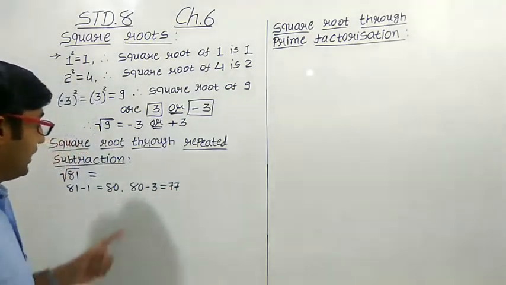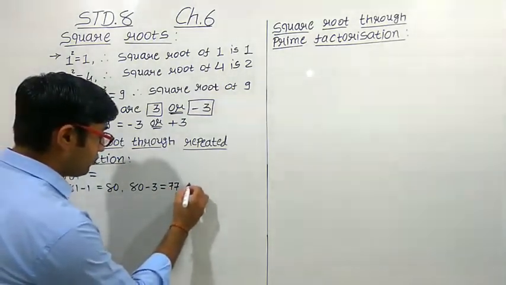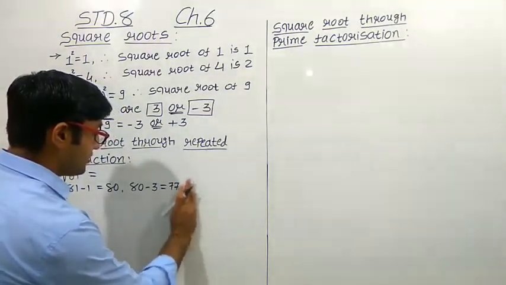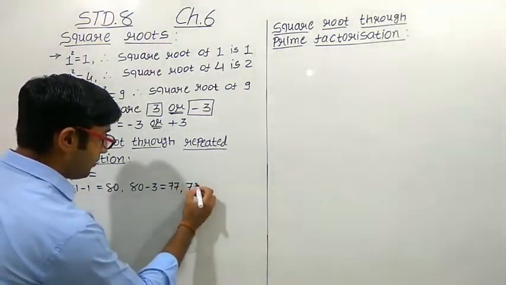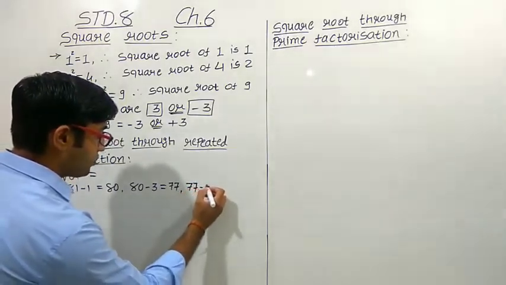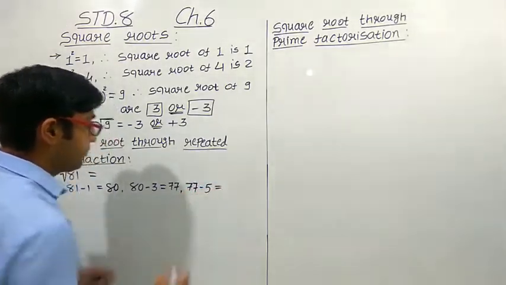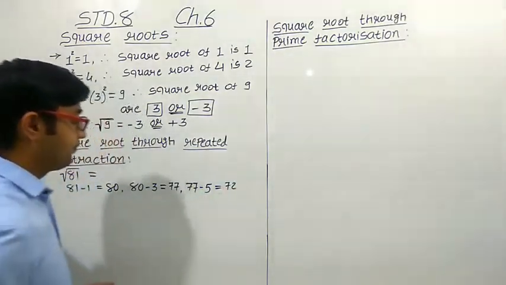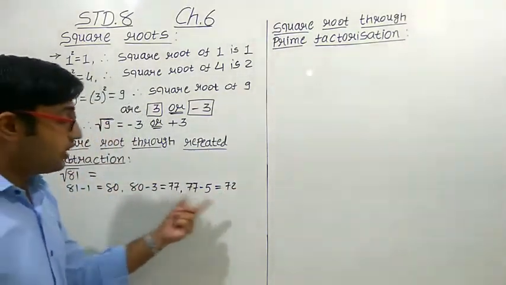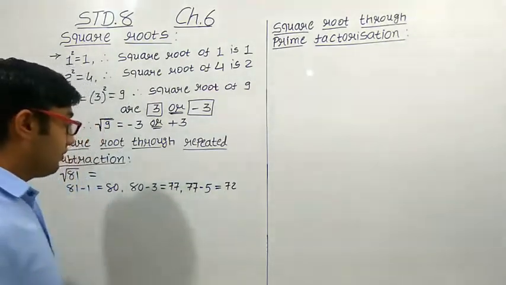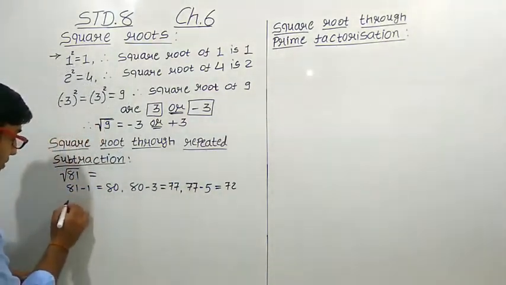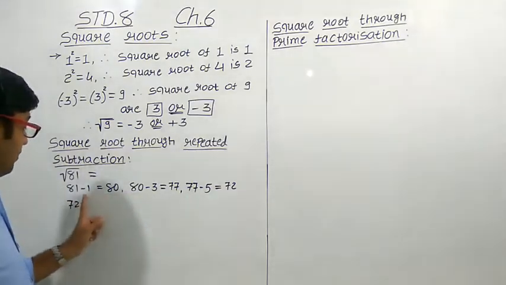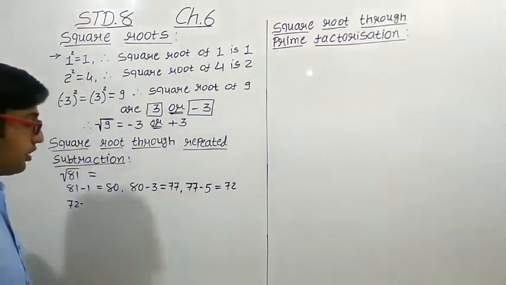77. Now whatever we get here is 77. So from 77 we subtract the next odd number, that is 5, and 77 minus 5 is 72. Repeat this process until we get 0. So we continue this process. 72 minus, now we subtract the fourth odd number, that is 7.